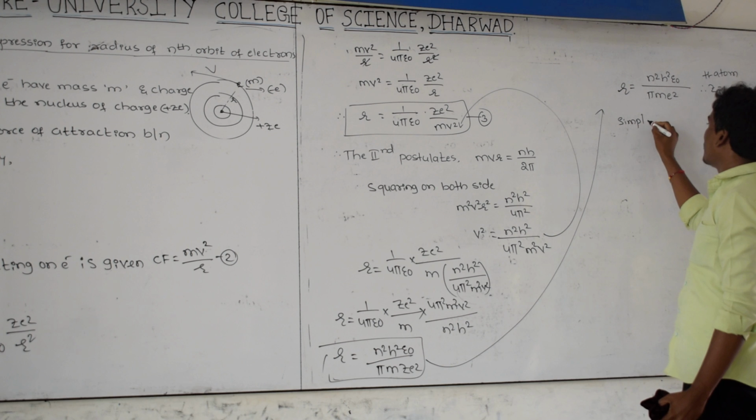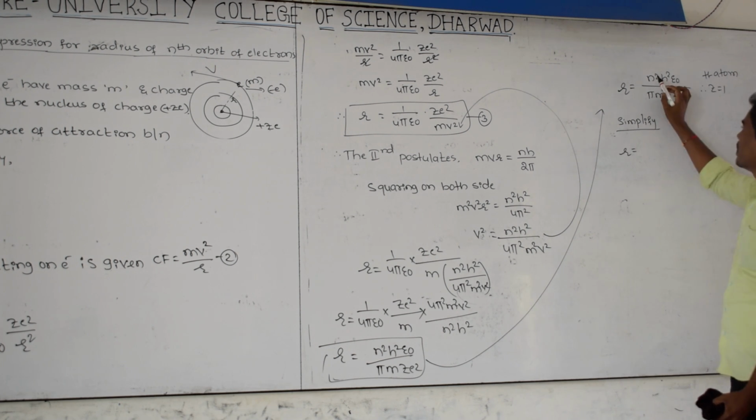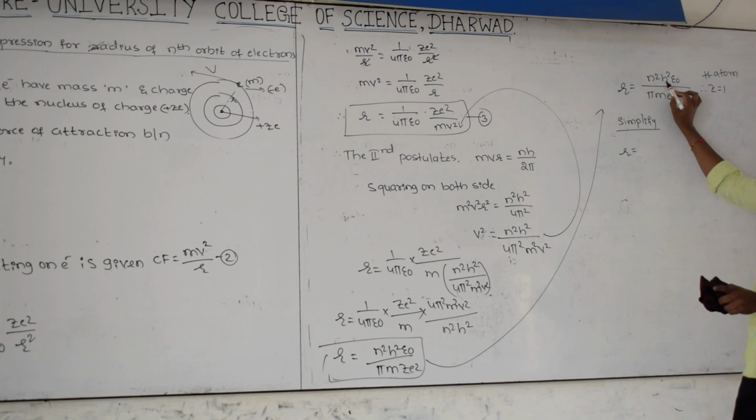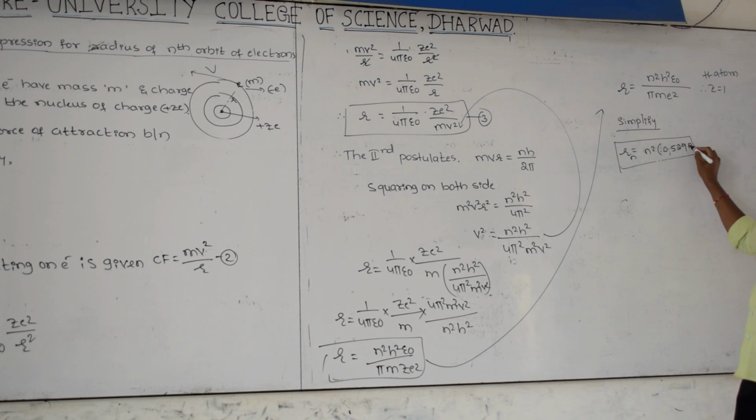Next, simplify by applying the values. For example, take the first orbit, n is equal to 1. Substitute Planck's constant, the epsilon naught value, that is 8.84 into 10 to the power minus 12, the mass of the electron, and the charge of the electron. You get 0.529 angstrom.